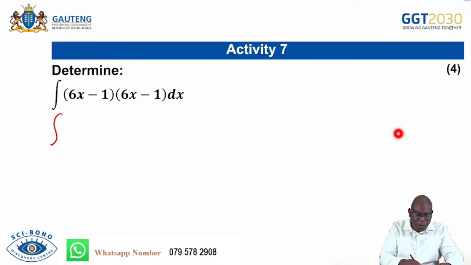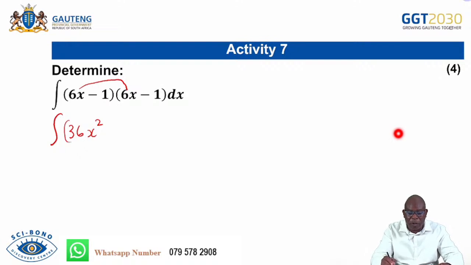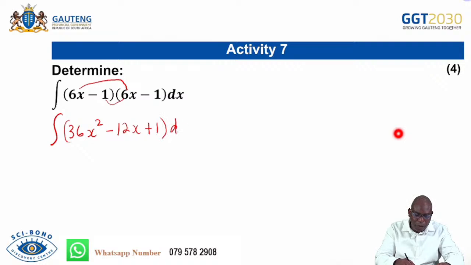So in other words, I'm going to have 6x multiplied by 6x, which is going to give me 36x squared. Then 6x multiplied by minus 1 is minus 6x. Then minus 1 times 6x is minus 6x, so altogether I'm going to have negative 12x. And minus 1 times minus 1 is plus 1. Then we are going to now integrate.